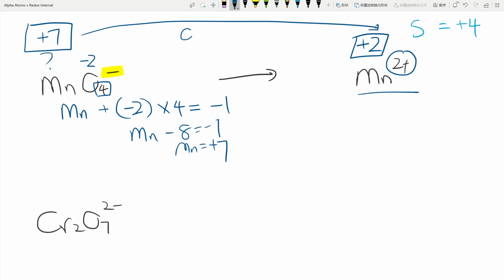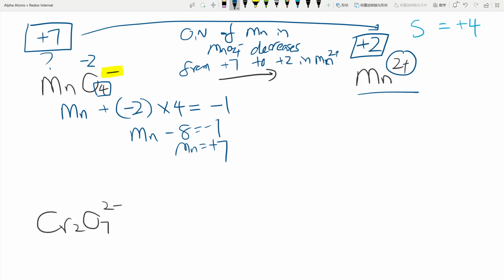Okay, so the oxidation number of Mn in MnO4 minus decreases, excuse my handwriting, from +7 to +2 in Mn2 plus. Therefore, it's a reduction reaction. Okay, now I do want to mention this because sometimes you go, don't think of an elephant, and then people think about an elephant.